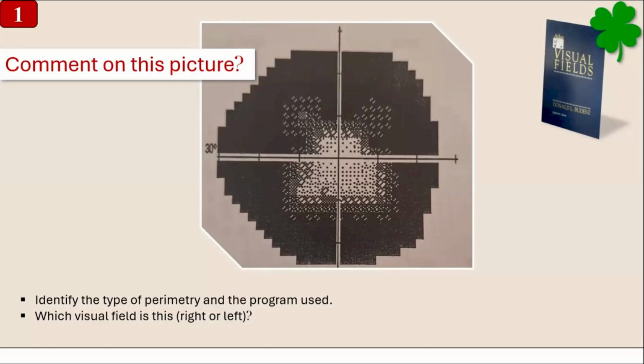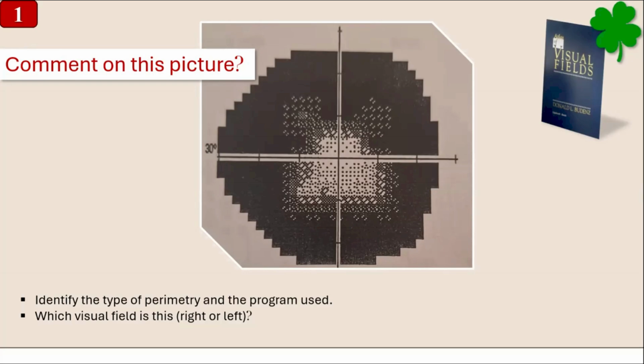This is left eye actually, because the temporal field is more... we should say right visual field, not right eye. So Dr. Kaushik said right visual field, and now another participant said it's the left visual field. So I need a decisive answer here, and why. So who said the left? Please unmute and tell me why you said the left.